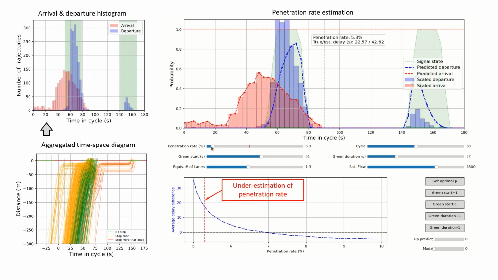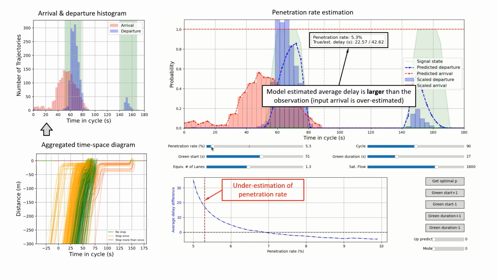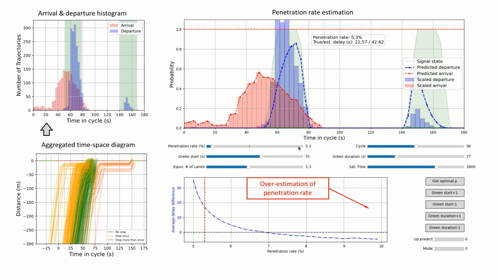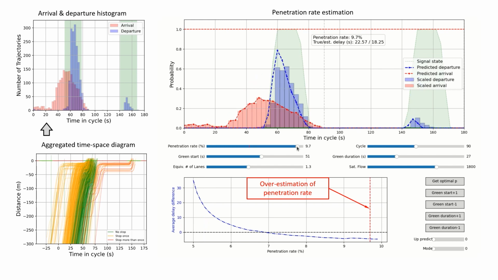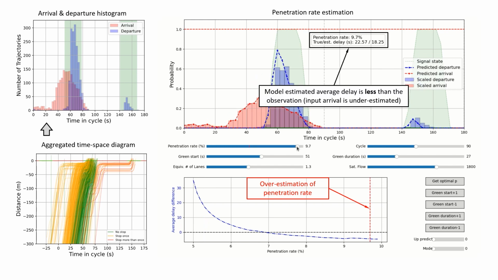When we underestimate the penetration rate, the model estimated average delay is larger than the observation. When we overestimate the penetration rate, the model estimated average delay is less than the observation.